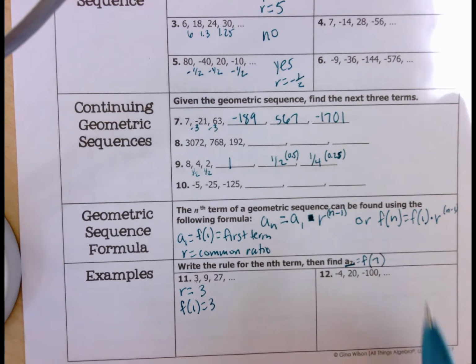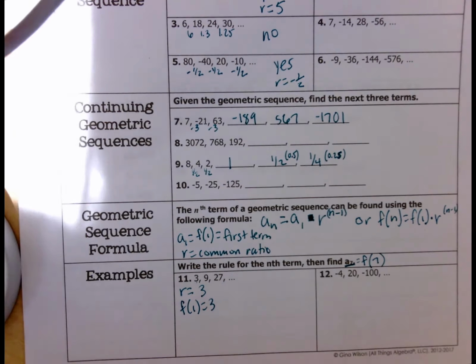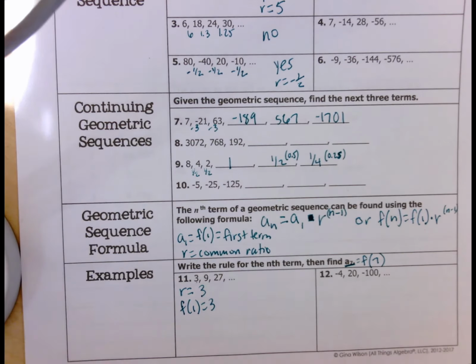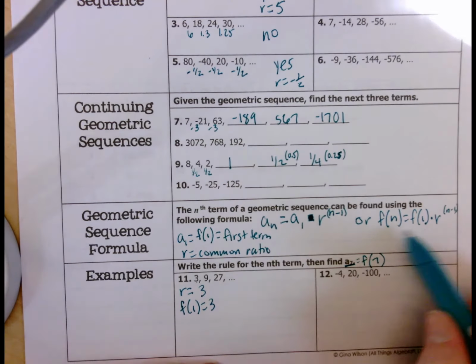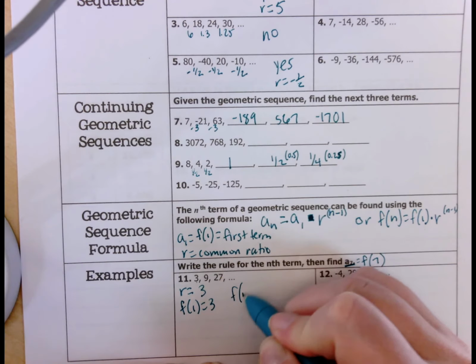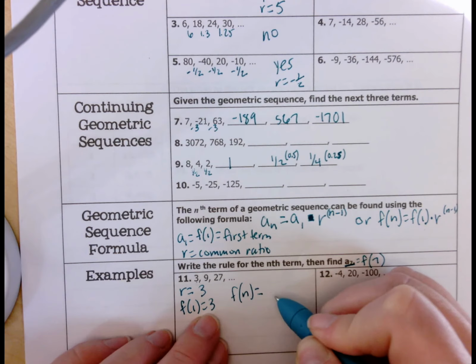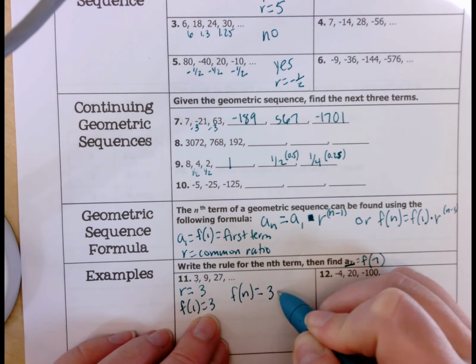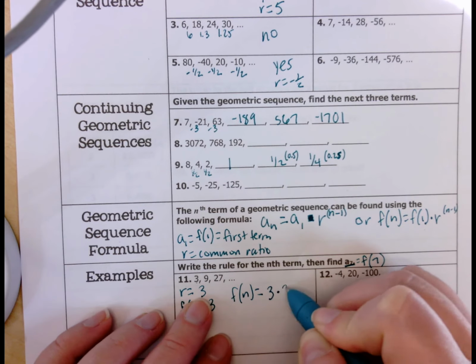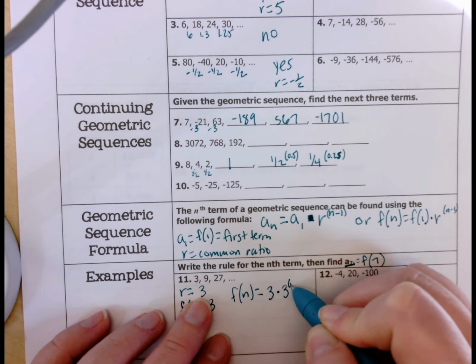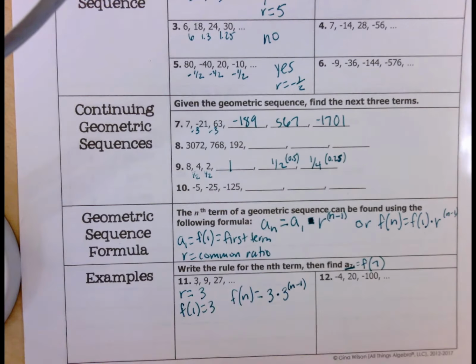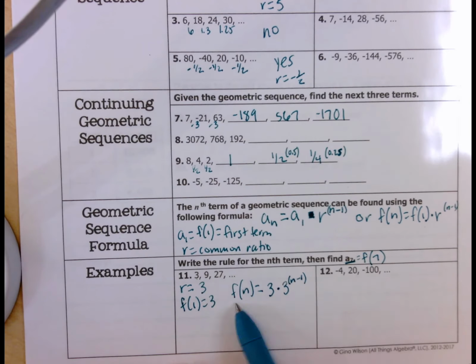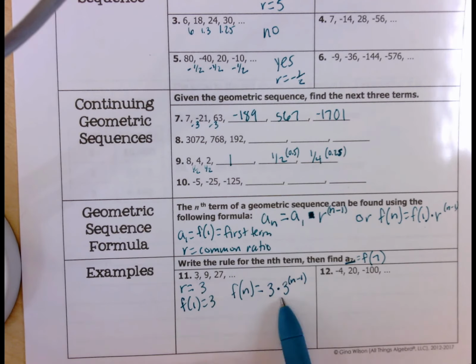I'm going to continue using the f of n because that's what we're most familiar with. That's what we were using last week in the textbook. So f of n is equal to the first term, and then I plug in the ratio raised to the n minus 1 power. Okay, so this is the rule. This is the rule for any term in this sequence.